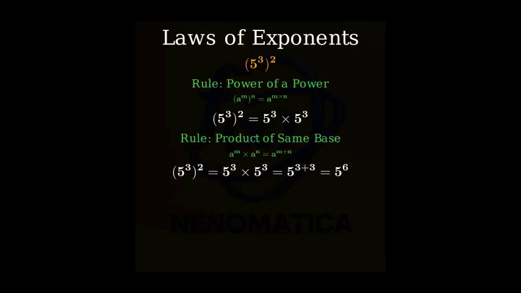But there's actually a simpler way to think about this. When we raise a power to another power, we can multiply the exponents. So 5 cubed raised to the power of 2 equals 5 to the power of 3 times 2, which is 5 to the power of 6.